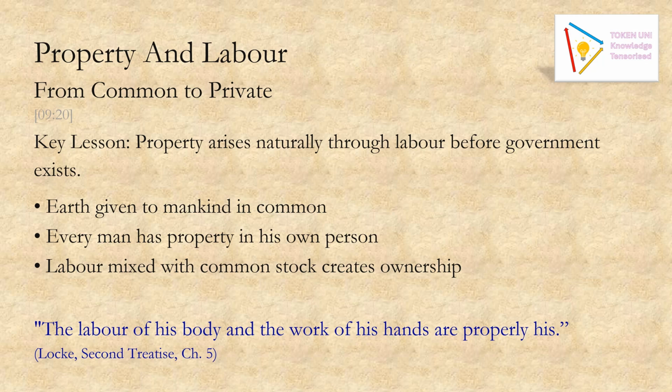Locke's solution is labor. Every man has a property in his own person. This nobody has any right to but himself. The labor of his body and the work of his hands are properly his. When he mixes his labor with something from the common stock, when he picks the apple, plows the field, encloses the land, he joins to it something that is his own, and thereby makes it his property. This happens without consent. Property arises naturally, before government exists, through the act of labor. Government does not create property, it protects property that already exists.